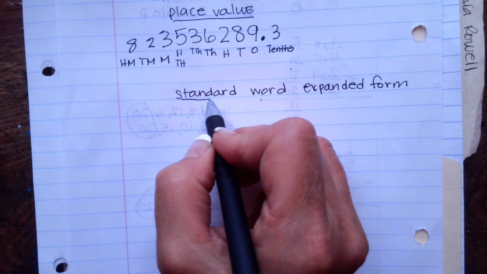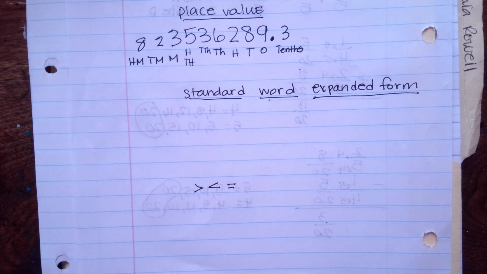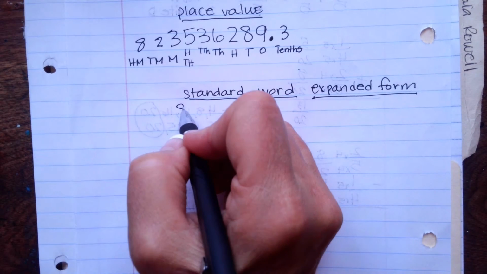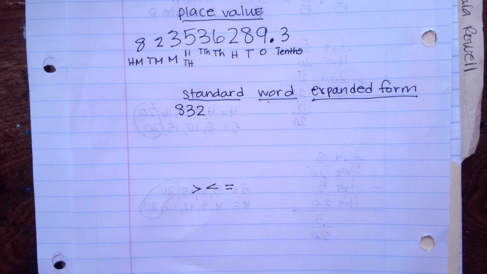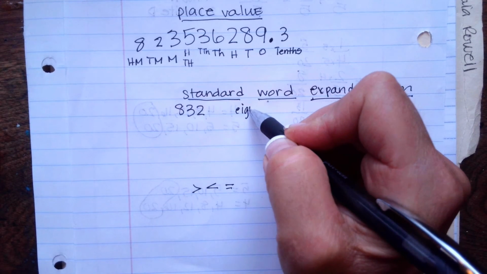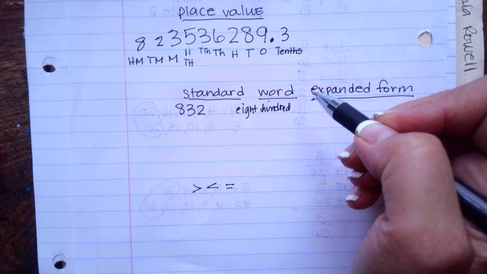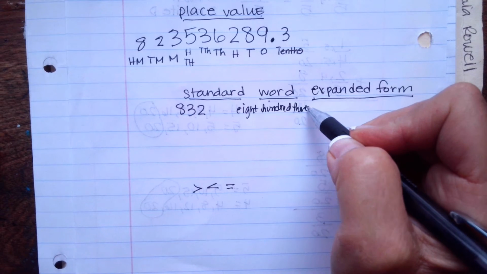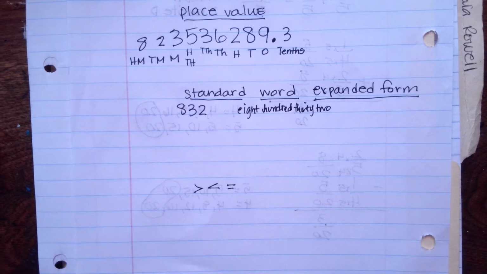Okay, let's talk about the 3 types of how we write numbers. The first is standard form, like 832 is just regular 832. That's what they mean by standard form. Word form means that we spell it out. We actually just use the words. So you just write eight hundred thirty-two.